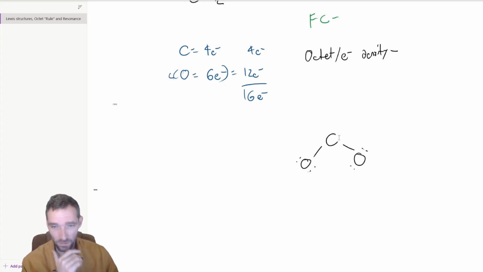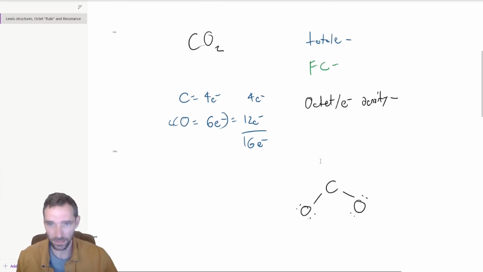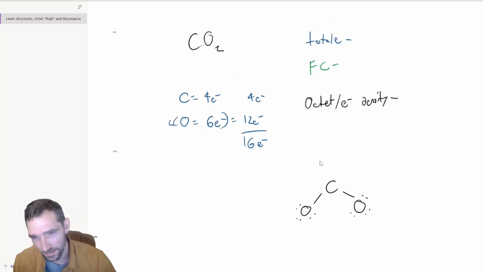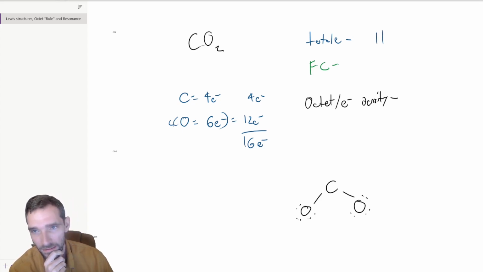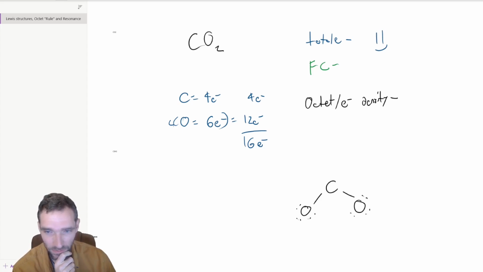But if I tried to draw this out like so, and I'm like, okay, carbon has the number of things that I've drawn out here, the total number of electrons is not correct. But if I do something like that, then the total number of electrons would be correct. So this drawing as is good for the total number of electrons.